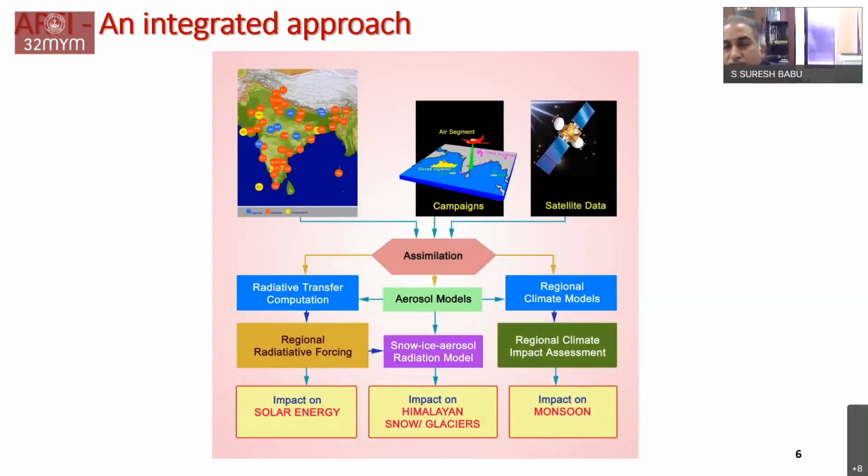We have a network of observatories over India. In addition to that, we conduct periodic field experiments using aircraft and instrumented research vessels. In addition to that, we have space-based observations on aerosols. Combining these three different platforms, we have developed aerosol models over the South Asian region. This is essential both for the radiative transfer computation as well as for regional climate model simulation.